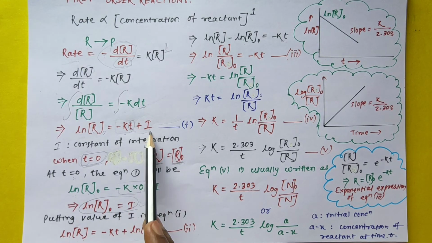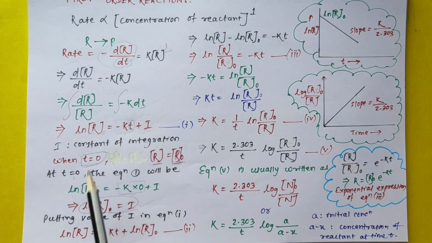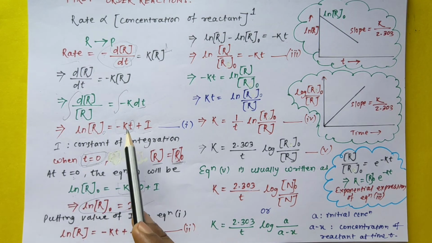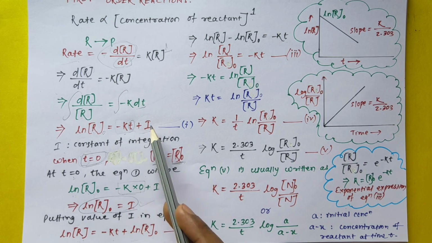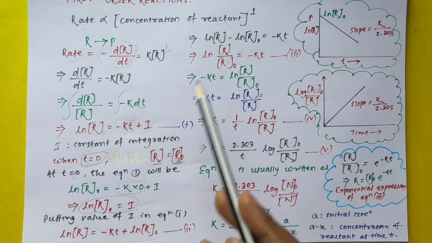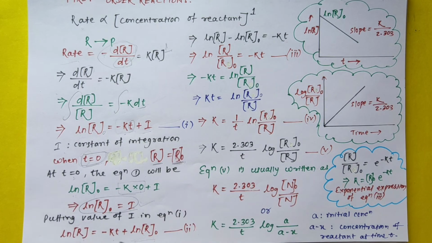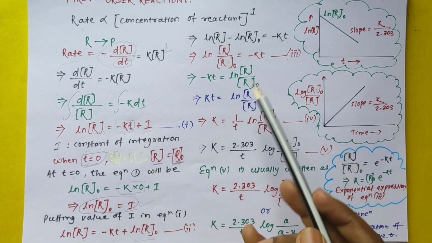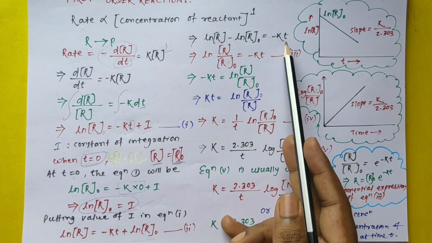So putting the value of I in equation 1. So you see equation 1 here: ln[R] is equal to minus kt, and the value of I is placed here, ln[R]0. So let's solve it slightly. If we move it here, ln[R] minus ln[R]0 is equal to minus kt.